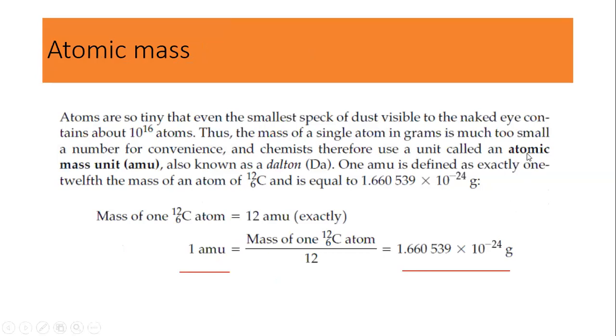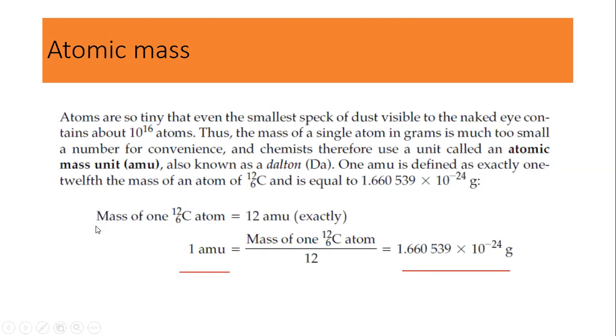It is generally called the atomic mass unit, also known as the dalton, represented by a capital D. Because the atom is very small, it is impossible to see atoms with the naked eye. So what is the solution? We represent mass in the atomic mass unit, simply called the AMU, whose value is equal to 1.660 exponent minus 24 gram.